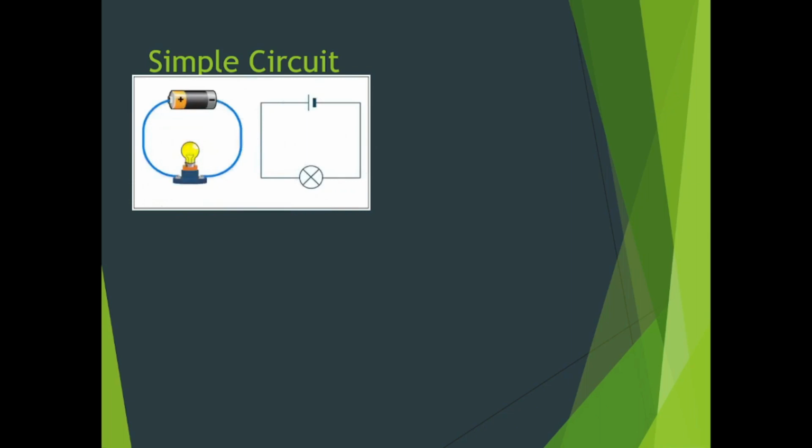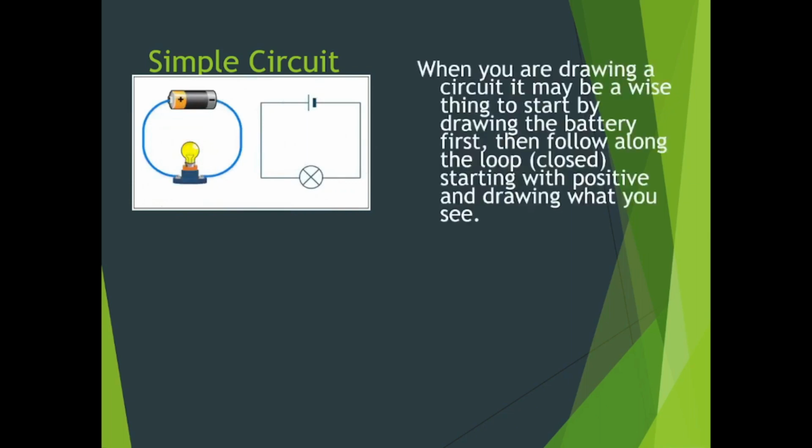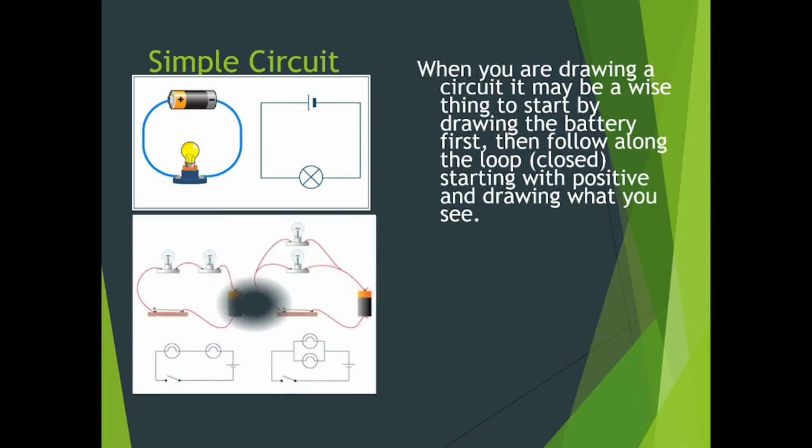When you are drawing a circuit, it may be a wise thing to start by drawing the battery first, then follow along the closed loop starting with positive and drawing the symbols of your circuit elements until they form a closed path back to the negative terminal of your battery. You can see such a diagram below. We will now explore series circuits.